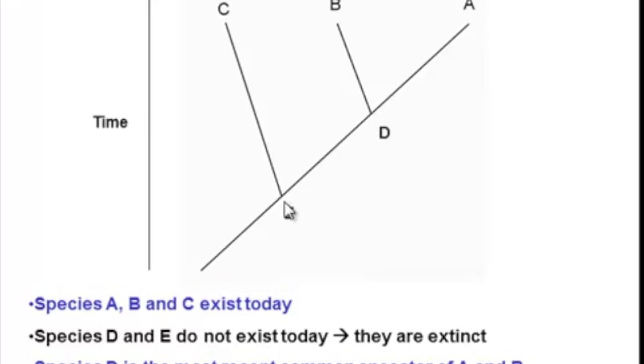Now, species E is also a common ancestor of B and A, but E exists far longer ago, so D is the most recent one. We can also infer from this that A and B are more closely related because they share a more recent common ancestor than A and C. A and C diverged, say, 20,000 years ago, whereas A and B diverged maybe 10,000 years ago.